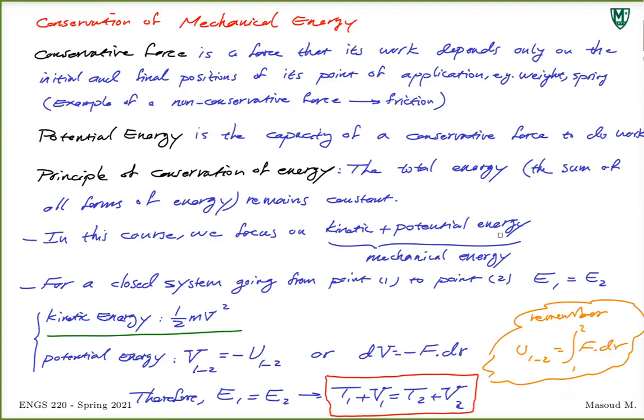So we said T1 plus V1 is equal to T2 plus V2, T being kinetic energy, V being potential energy. Unfortunately, the textbook uses V for potential energy and V for velocity. So I try to distinguish them by writing the V for potential energy a little differently, and I try to stick to that writing, or standard.